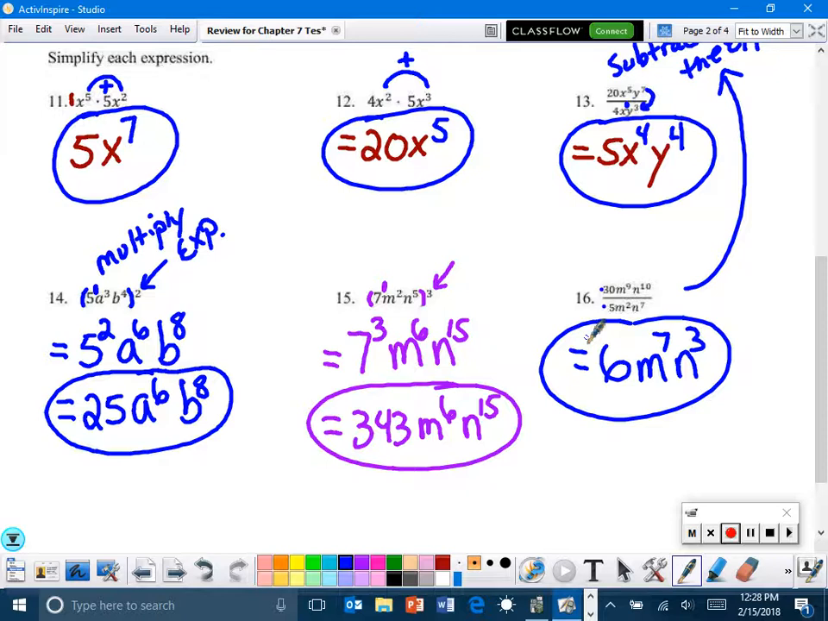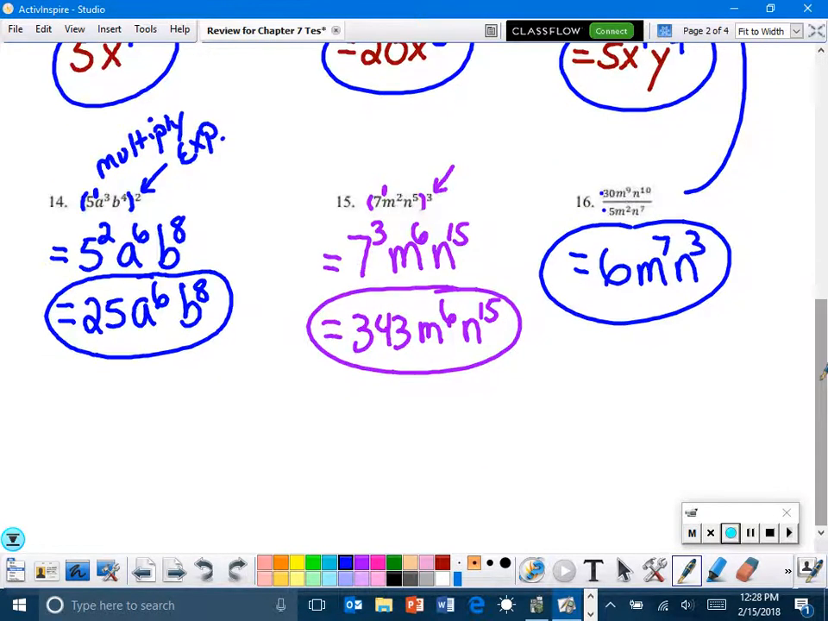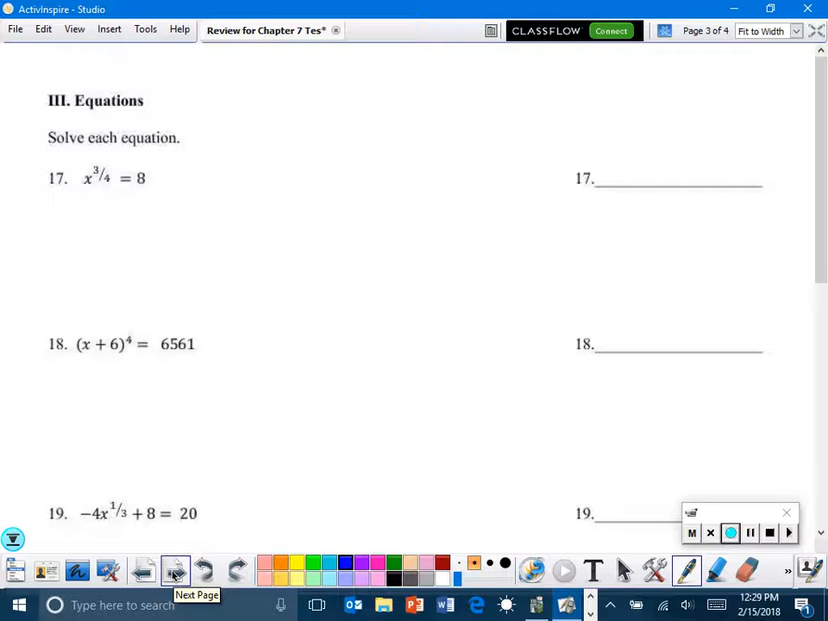All right. Let's move on to the next page.